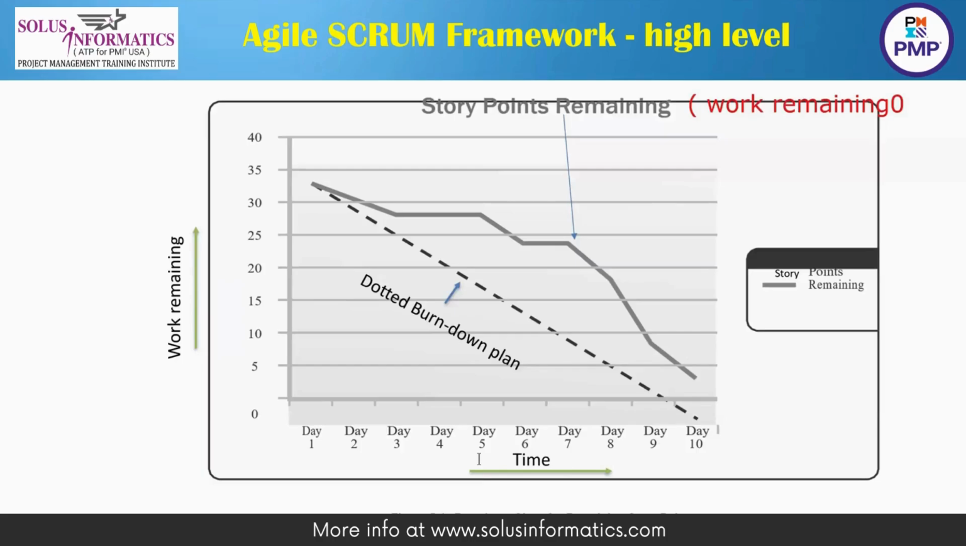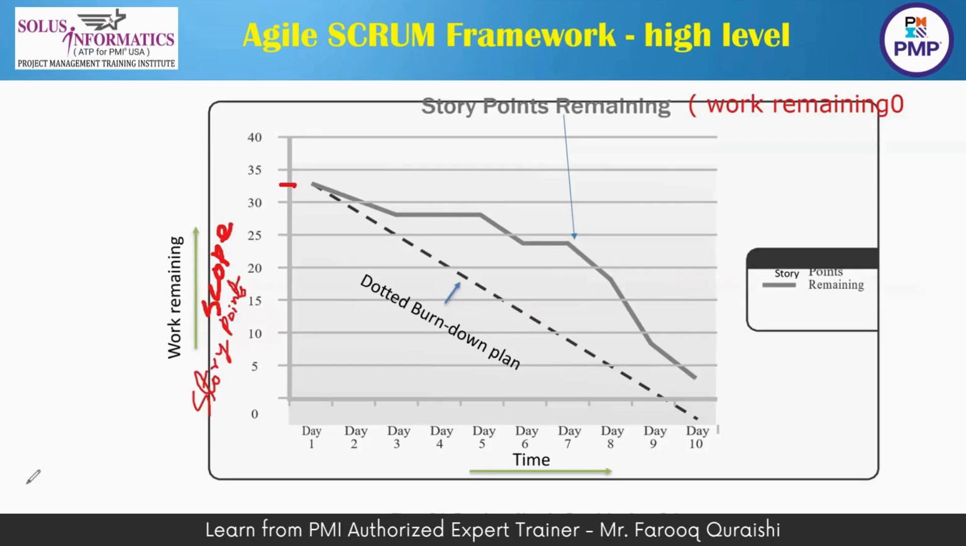This figure is there in your Agile Practice Guide, on page number 62. Here you see an example of a burn down chart where the team has planned, say, 33 story points. On this axis, you have the scope of the project given in terms of story points. So the team has planned to deliver 33 story points.